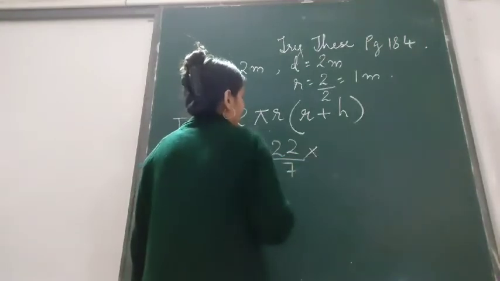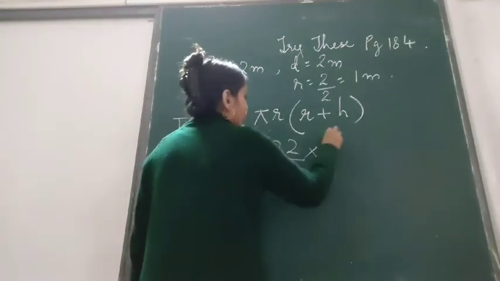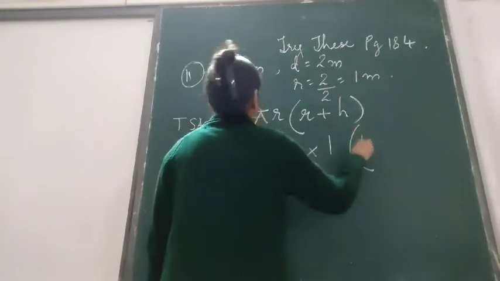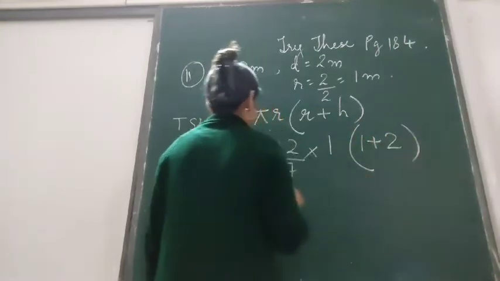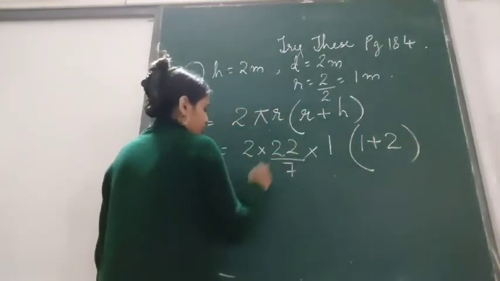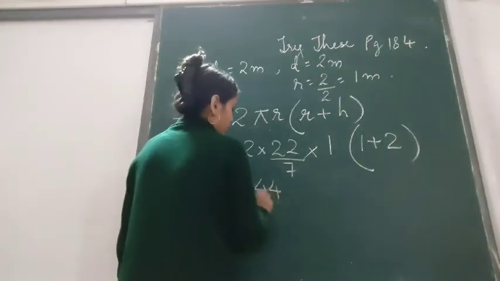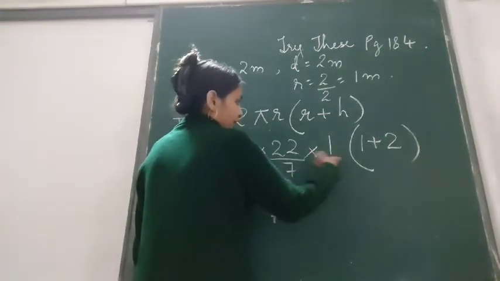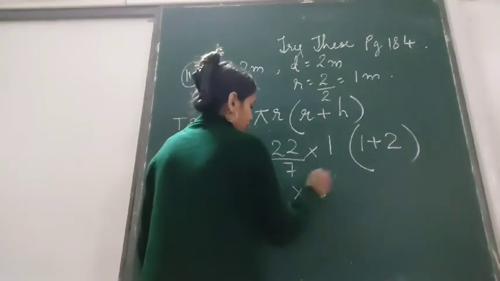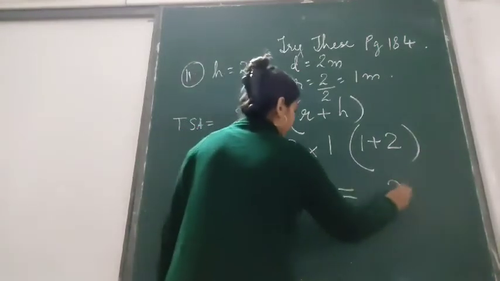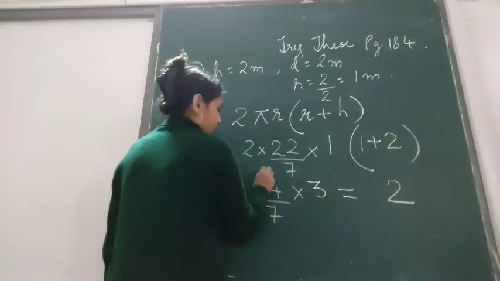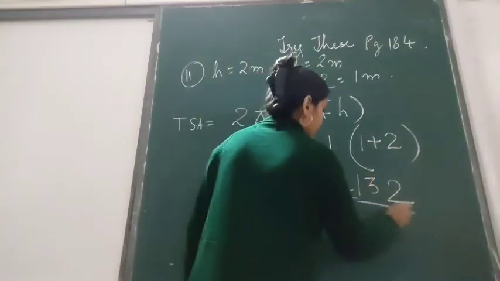into 22 by 7 into what is r? 1 and 1 plus 2. 2 2s are 4 and 2 2s are 4, so this is 44 by 7 and into 1 will give us the same into 3. So 3 4s are 12 and 3 4s are 12, 132 by 7.